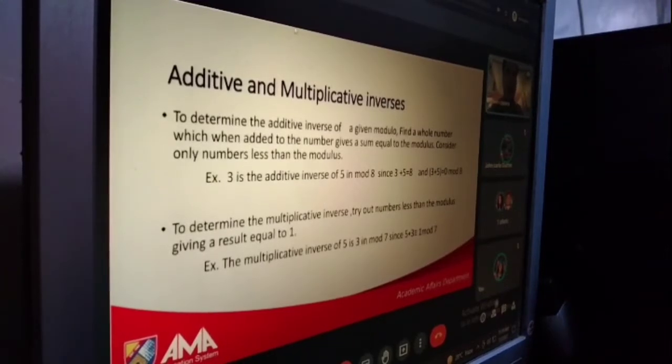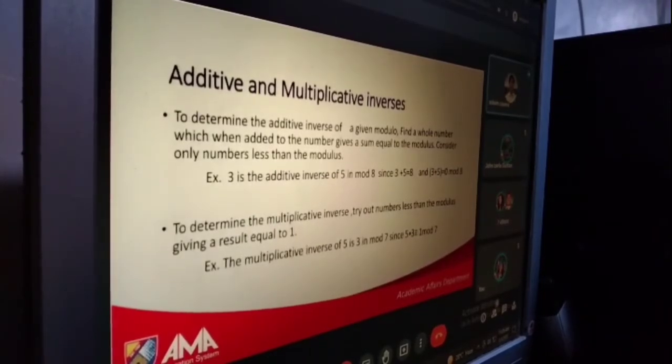Okay, last, we have the additive and multiplicative inverse. The inverse of addition is subtraction, right? And the inverse of multiplication is division. Let us now find the additive inverse of a given modulo. Find a whole number which, when added to the given, will give a sum of the modulus, considering only numbers less than the modulus.